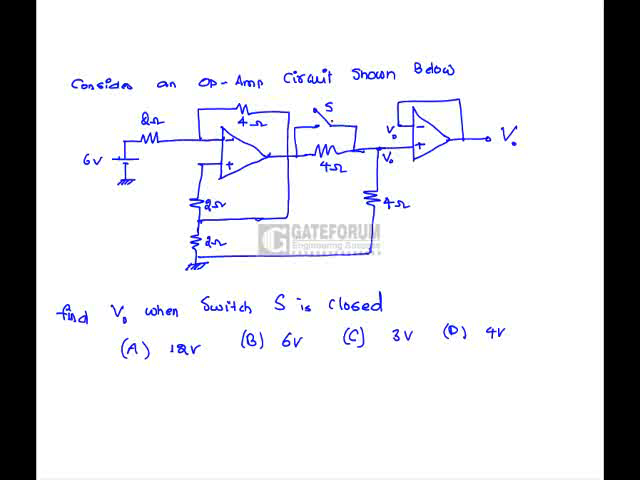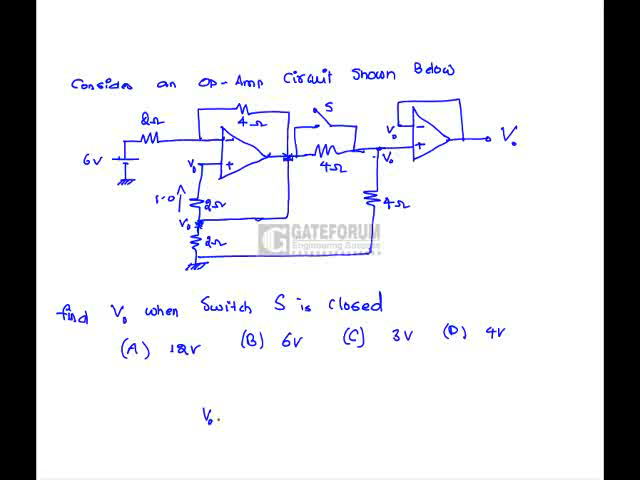Because of the switch closure, this V0 appears here. Similarly, all these node potentials are V0. So there is no current towards this side, that is, the current into the op amp is 0. This is V0, this is also V0.